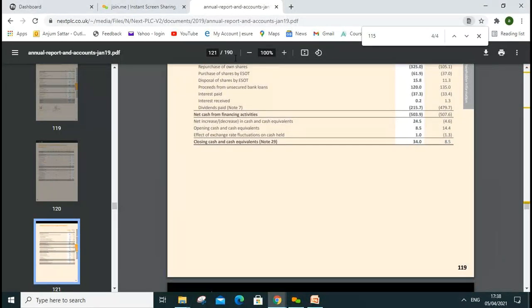So last year the cash balance was 8.5 million. Now we have 34 million. So it means the closing balance this year is more than last year. So the cash position has improved, which is a good sign for the employees and the investors as well. Any question?